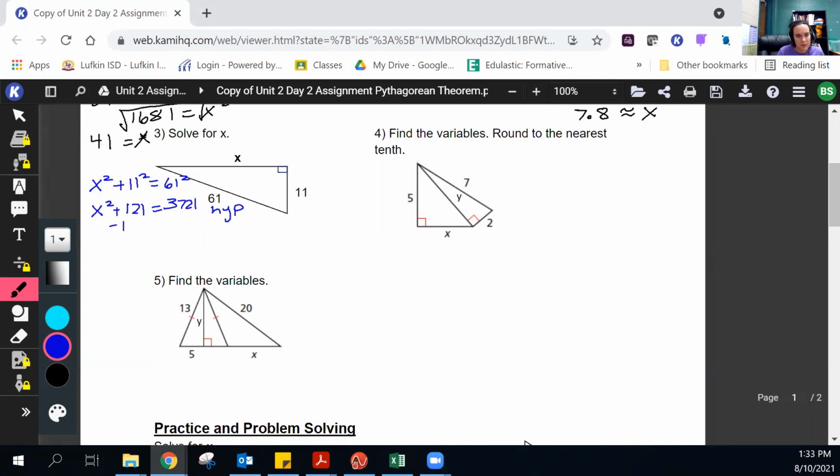3,721. Subtracting 121 from both sides, we've got x squared equaling 3,600. Taking the square root of both sides, that means that x equals 60. And all 3 of these numbers are whole numbers. So this is a Pythagorean triple.